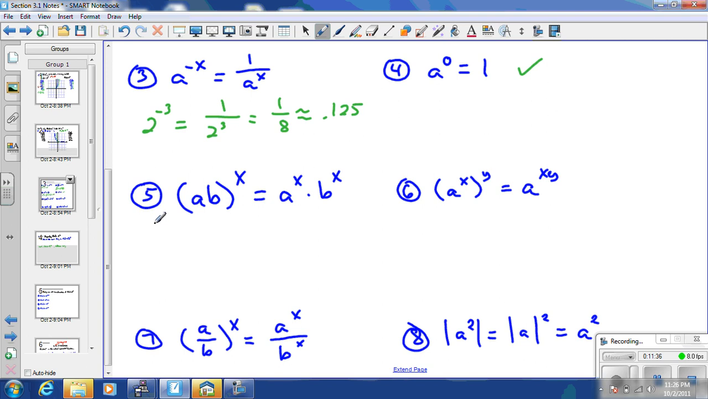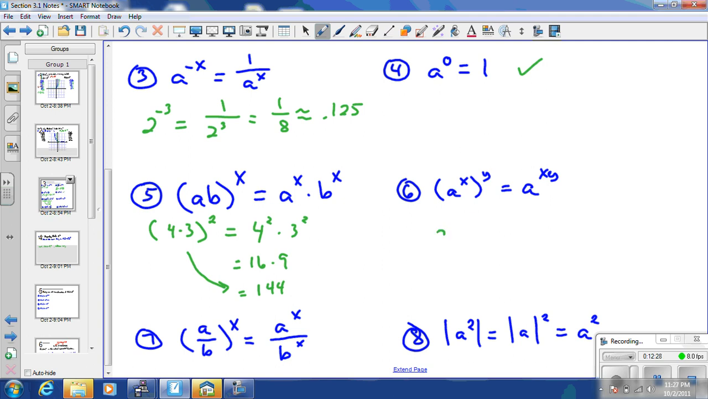Here we have a product raised to a power. So for instance, let me change this 2 here to a 4. 4 times 3 to the second power, say for instance. According to this rule, that's going to be 4 squared times 3 squared, which is 16 times 9, which is 144. Well, here, 4 times 3 is 12, and 12 squared is also 144. So that's a demonstration of that rule.